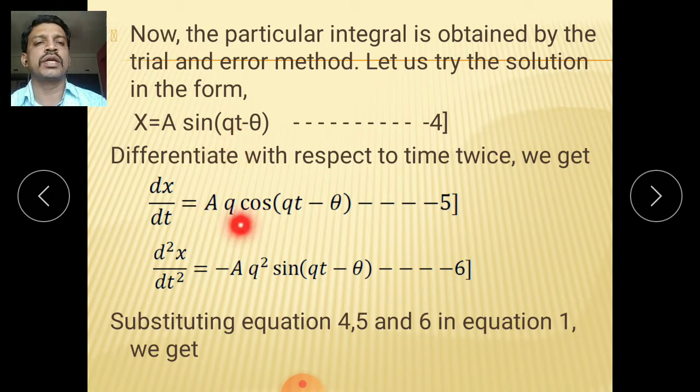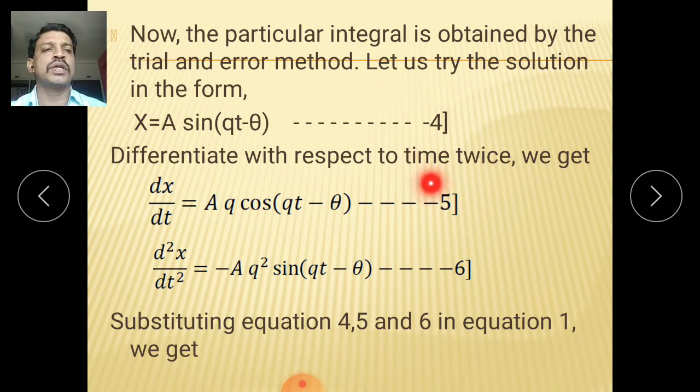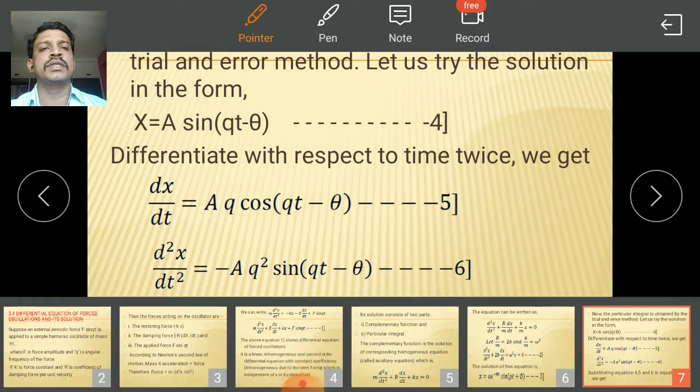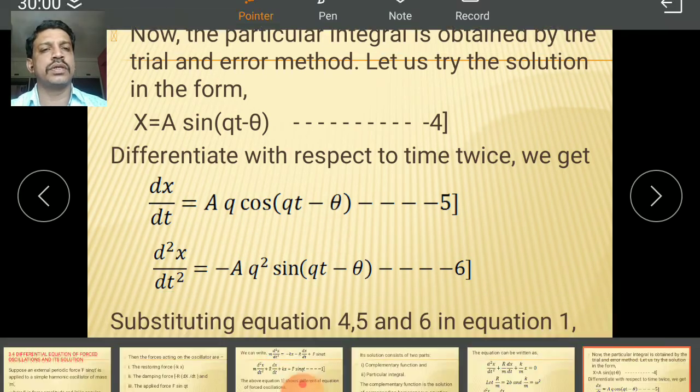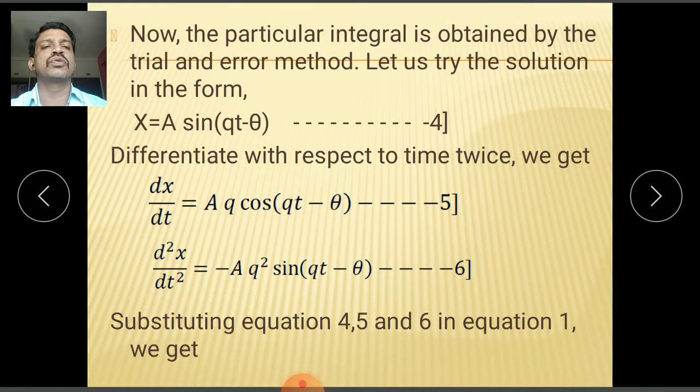Therefore, aq cos qt minus theta. This is the derivative of equation 4, that is x equal to a sine qt minus theta. Now again we differentiate this equation, because we want to differentiate with respect to time twice, meaning two times. So if we differentiate again, the derivative of dx by dt is d2x by dt square. Again, a is as it is, q is as it is, and the derivative of cos qt minus theta.